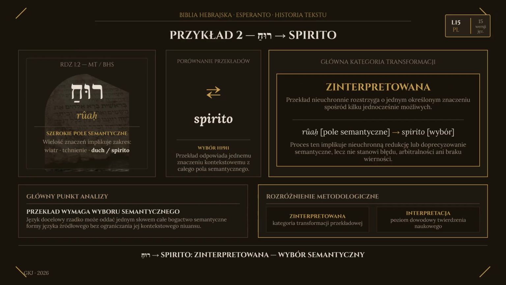Take the Hebrew ruah. It has a broad semantic field: wind, breath, spirit. Zamenhof chose spirito in the context of Genesis chapter 1 verse 2. This is an interpreted transformation, a necessary selection that reduces semantic scope but remains faithful to the context.